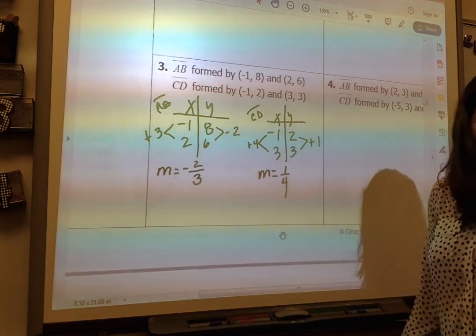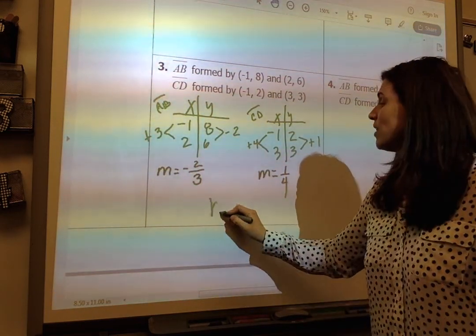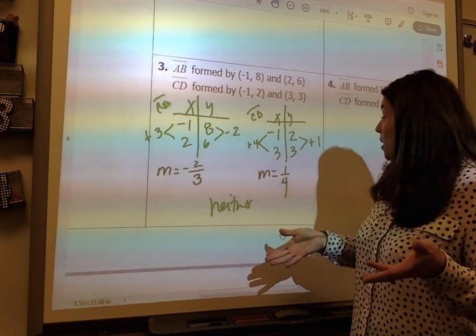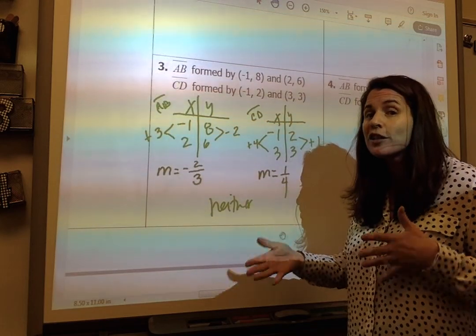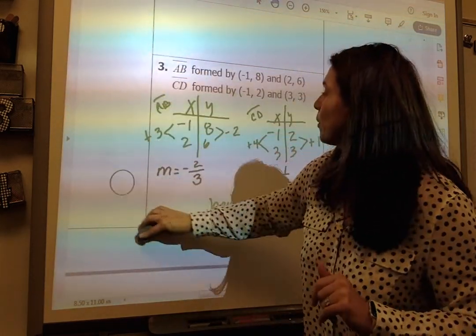Do these guys have anything in common? They're not negative reciprocals. They're not the same. So these are neither. They're neither perpendicular or parallel. They're lines that intersect because one's negative and one's positive. So eventually they'll intersect, but they're not specific to parallel or perpendicular.